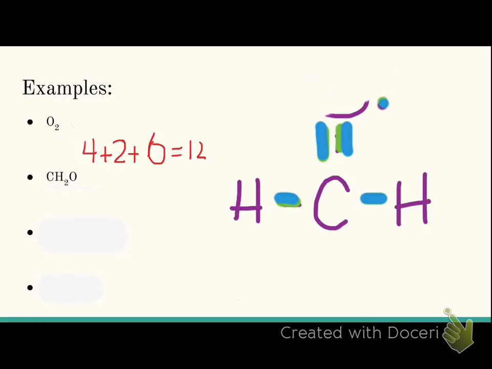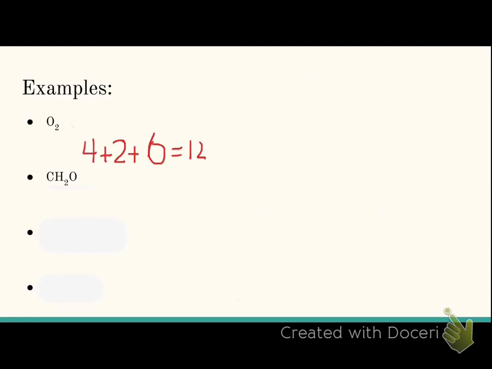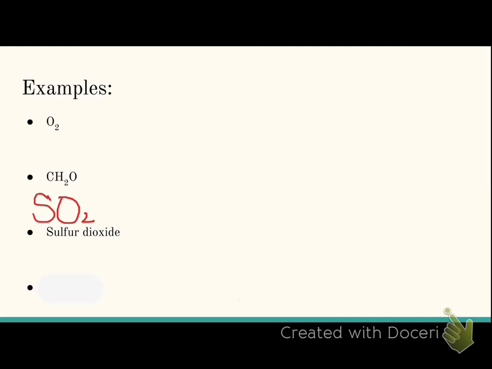So this next one, I encourage you to try this one on your own and double check. Pause the video and see how you do. So it's sulfur dioxide. So first thing I have to do is write out my formula. So once again, pause if you haven't already. Try this on your own. See how you do. SO2.